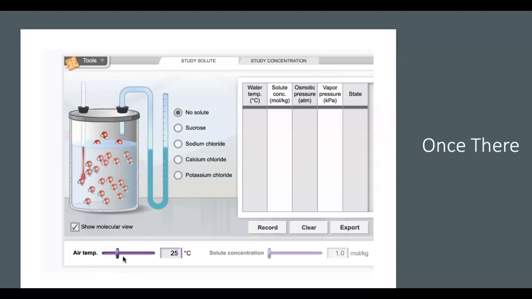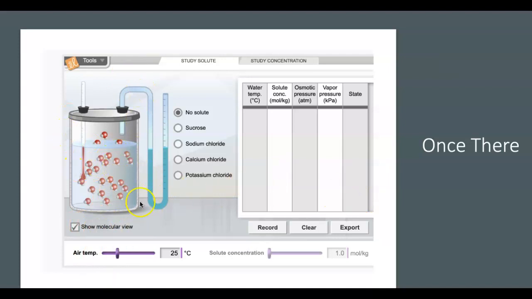All right, so once you're at the website, you're going to see something that looks like this. Now, we're not going to be looking at this little side arm thing with the blue liquid in it, because that has to do with as water evaporates, it's going to travel in there, and it's going to affect what we call vapor pressure, which is one of the colligative properties. But you're going to want to look at the molecular view, and this is what it's going to look like.